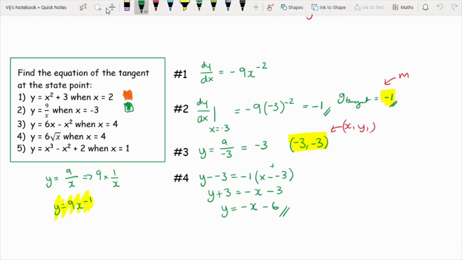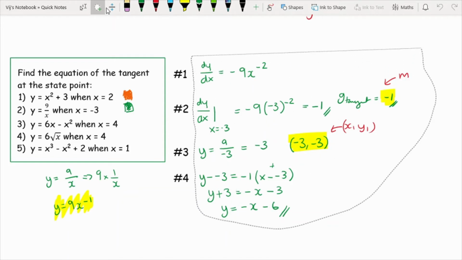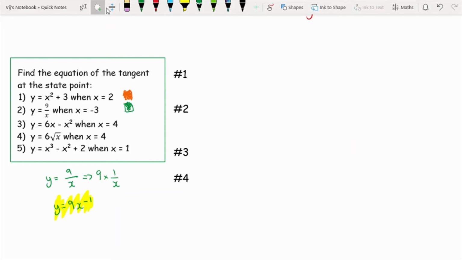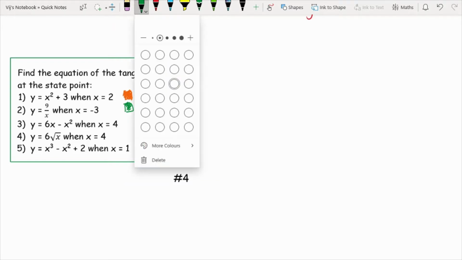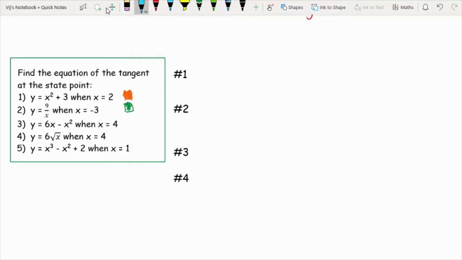So moving on to example 3, so let's just get rid of all of that. And with regards to question 3, again, very, very similar. So again, I'm just going to pick another contrasting colour. Let's go for light blue. Hopefully that's not too bad. So again, no need of rearranging on this one. This seems quite straightforward. So we've got dy over dx equals 6 minus 2x.